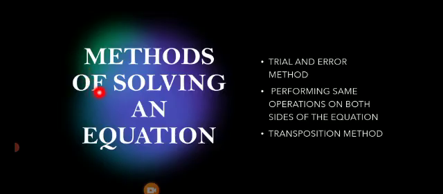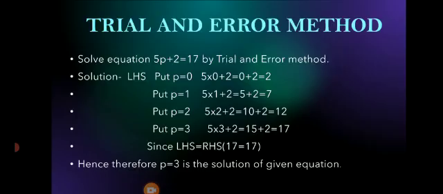Methods of solving an equation. First method is the trial and error method. Second method is performing the same operations on both sides of the equation. And the third method is the transposition method.